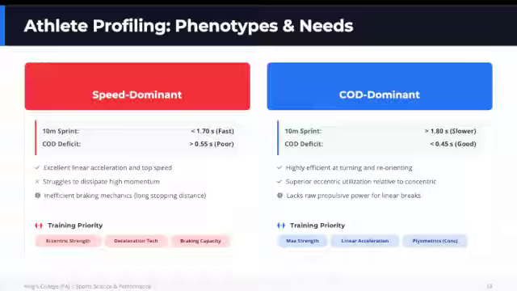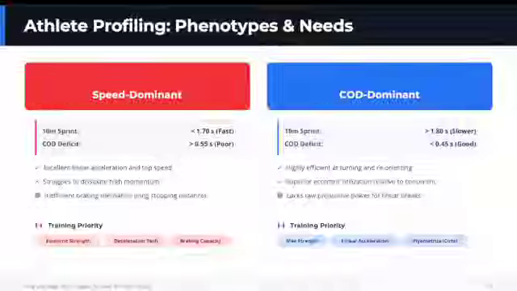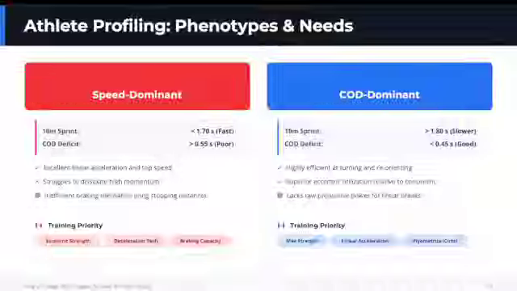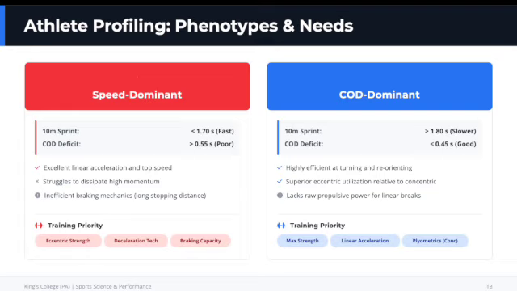Change of direction dominant: 10-meter sprint more than 1.80 seconds, that's slower. Change of direction deficit less than 0.45, that's good. Highly efficient at turning and reorienting. Superior eccentric utilization relative to strength, and lacks raw propulsive power for linear breaks. The training priority: max strength, linear acceleration, and plyometrics.